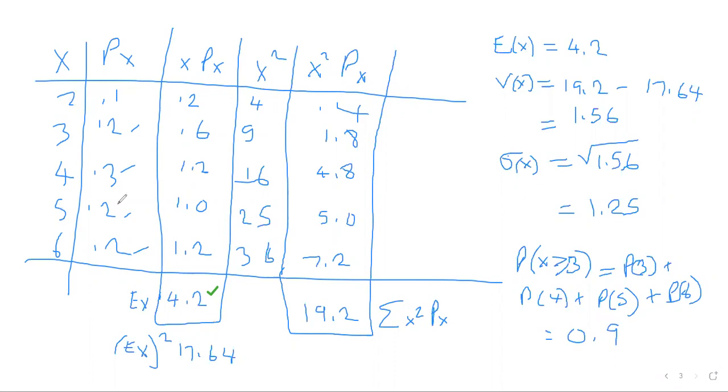When we square the values of x here, 2 times 2 is 4, 3 times 3 is 9, 4 times 4 is 16, up to 6 times 6, which is 36. Thereafter, we multiply this by the respective probabilities: 1.8, 4.8, 5.0, and 7.02. What we get is the summation of x squared px. This is not the variance, but when we subtract the square of the mean, we get the variance. Square rooting the variance gives us our standard deviation. So if we are told greater than or equal to 3, that is from 3 up to 6, the last number.